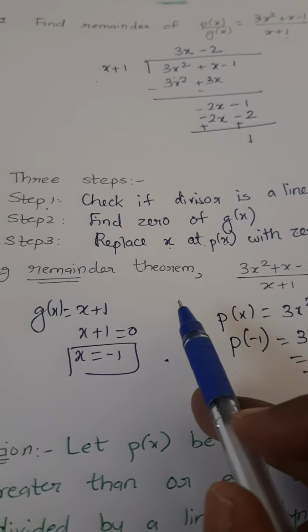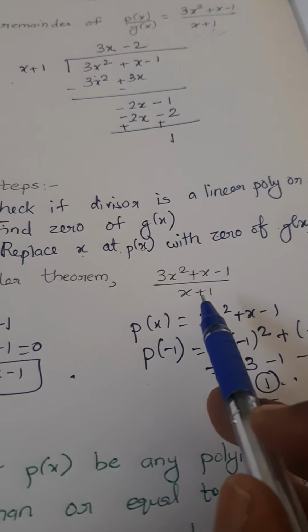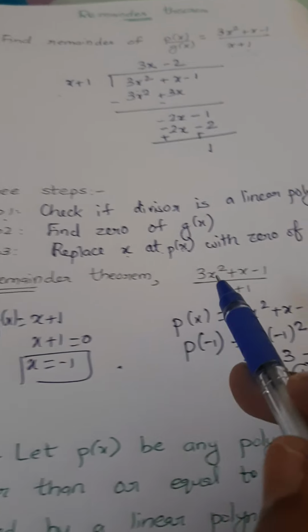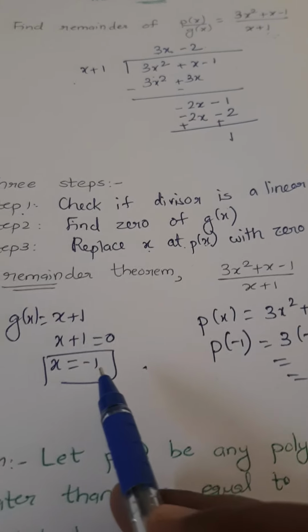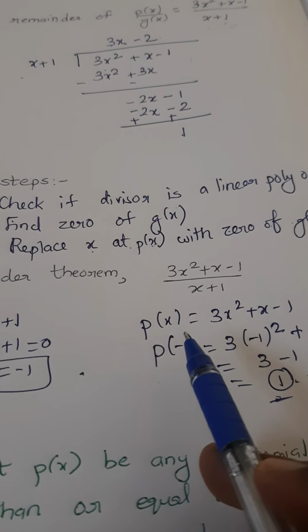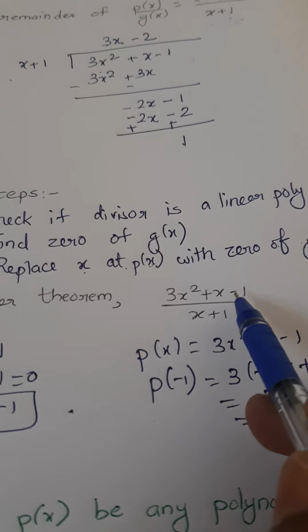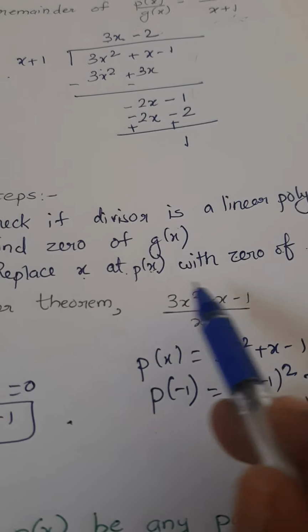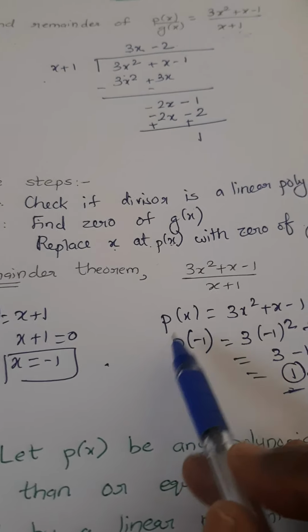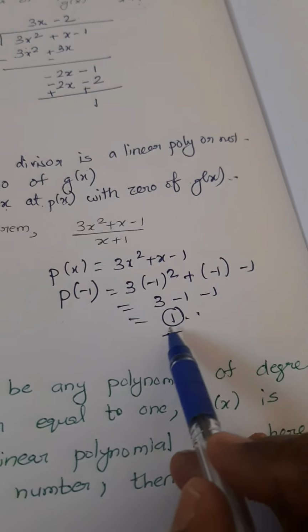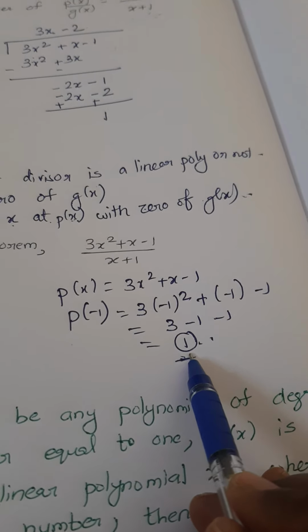Just a quick revision. First, you have to check that the divisor is a linear polynomial. Second, you have to find the 0 of the divisor. And that 0, you have to replace with the x in p of x. That is, you have to find the value of p of x at x equal to the 0 of the divisor. So the value you get is the remainder.